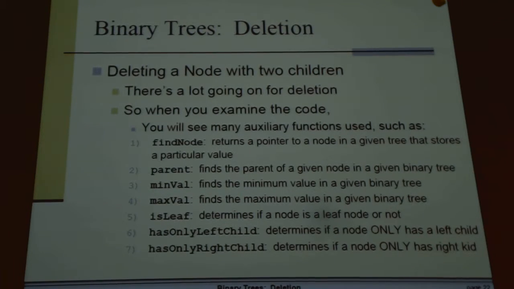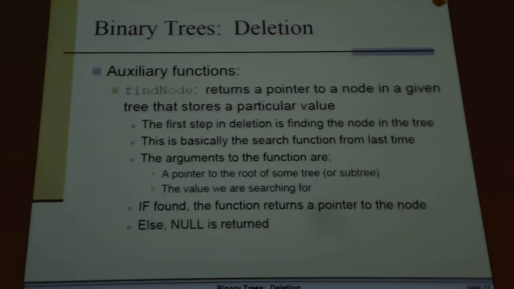Then we have to search for our min value to find the minimum value on any given binary tree. We need to find a maximum value on any given binary tree, whether or not it's a leaf node. Is there only one child? Is it only the left or is it only the right? So if it only has one child, we would want to know that relationship.